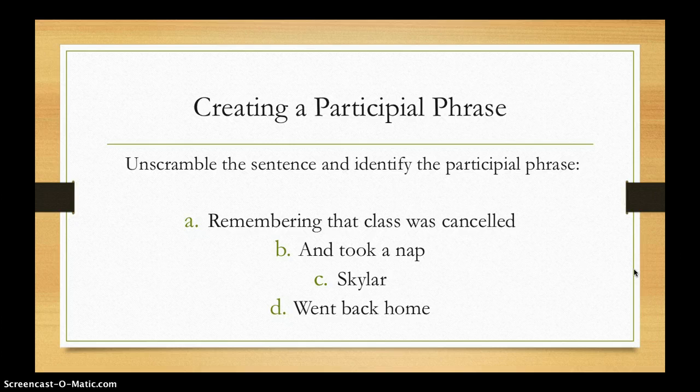A. C. D. B. So the sentence that Jamie has created is, remembering that class was canceled, Skylar went back home and took a nap. And that is the correct sentence order. So what do you think that the participial phrase is? A. And that is also correct. So he chose the participial phrase as remembering that class was canceled.